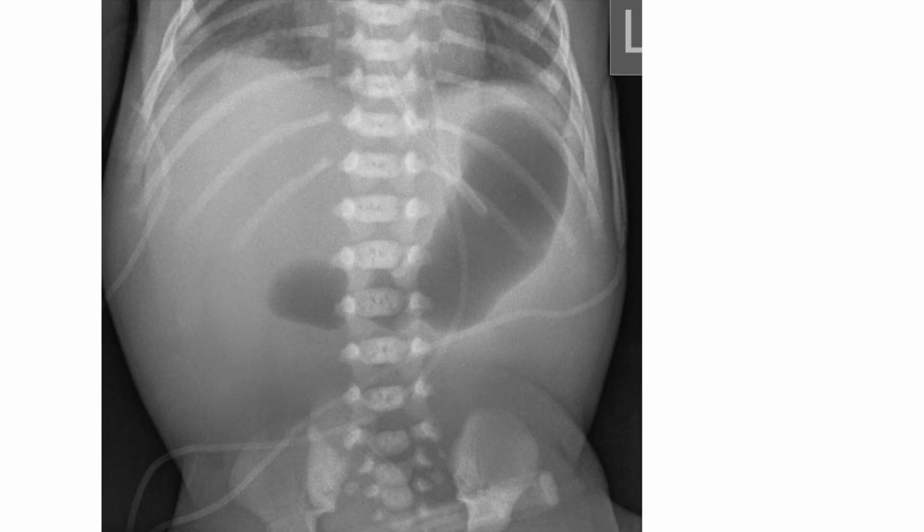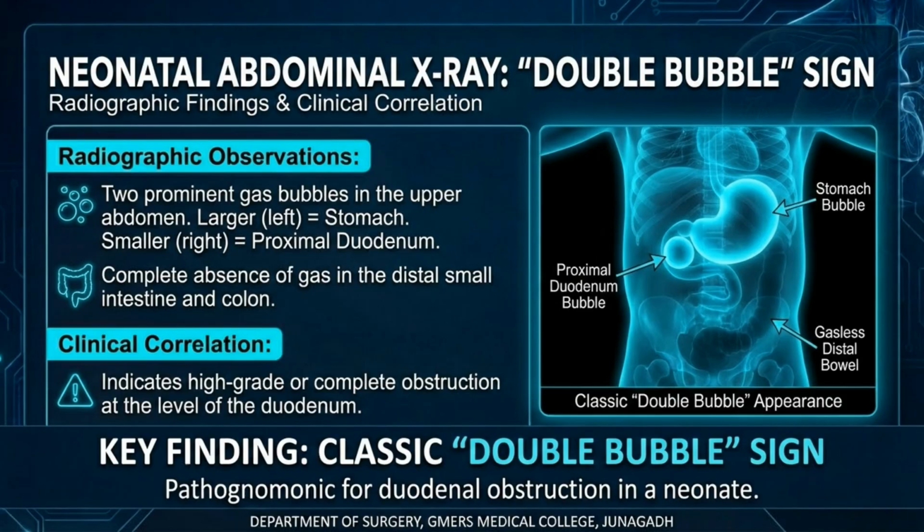This neonatal abdominal X-ray displays two prominent gas bubbles in the upper abdomen. This is the classic double bubble sign, pathognomonic for duodenal obstruction in a neonate. The larger bubble is the stomach, and the smaller is the proximal duodenum, with gas absent distally.